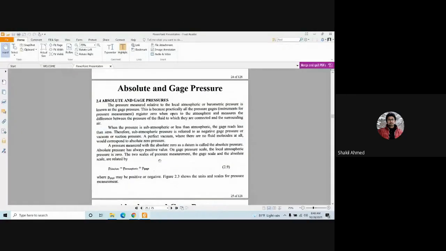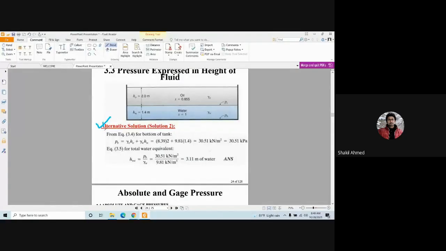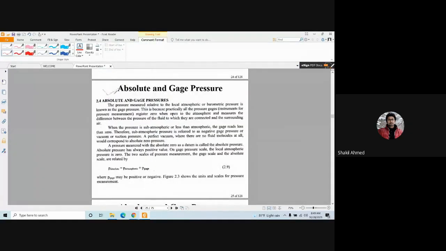In our last class, we discussed this problem, the solution of this problem that involves the total pressure due to mixture of these two liquids, oil and water. Now we'll start today from here, absolute and gauge pressure.